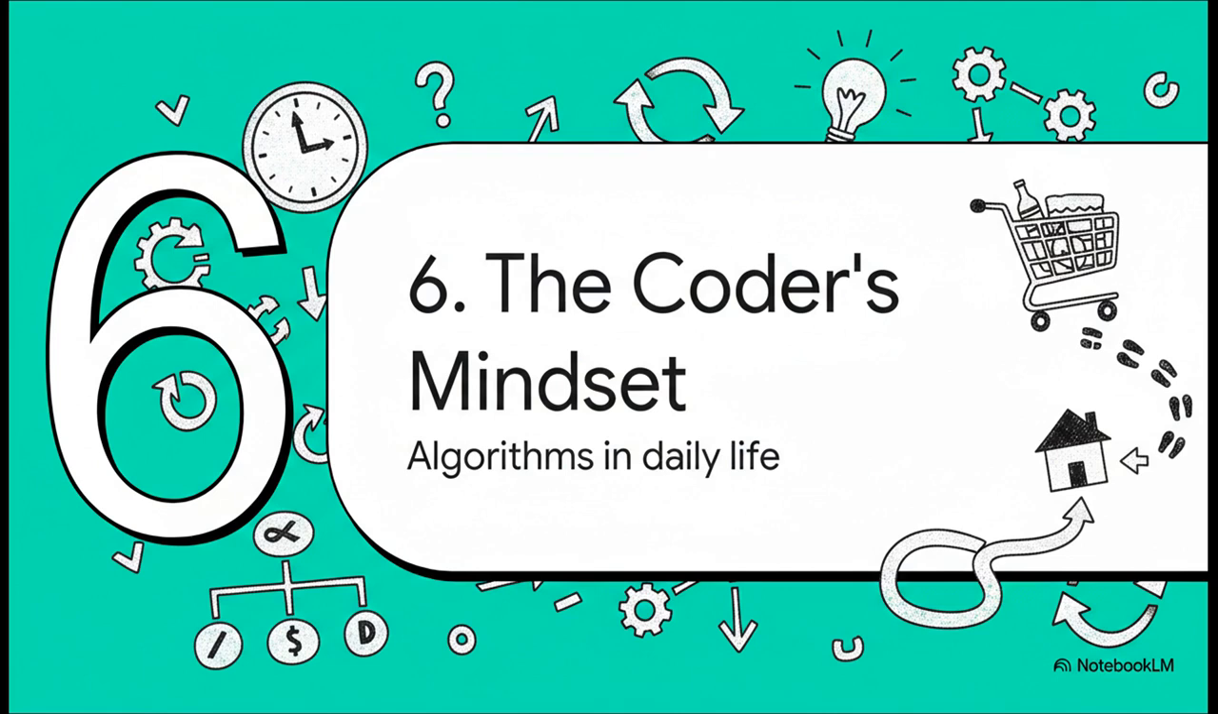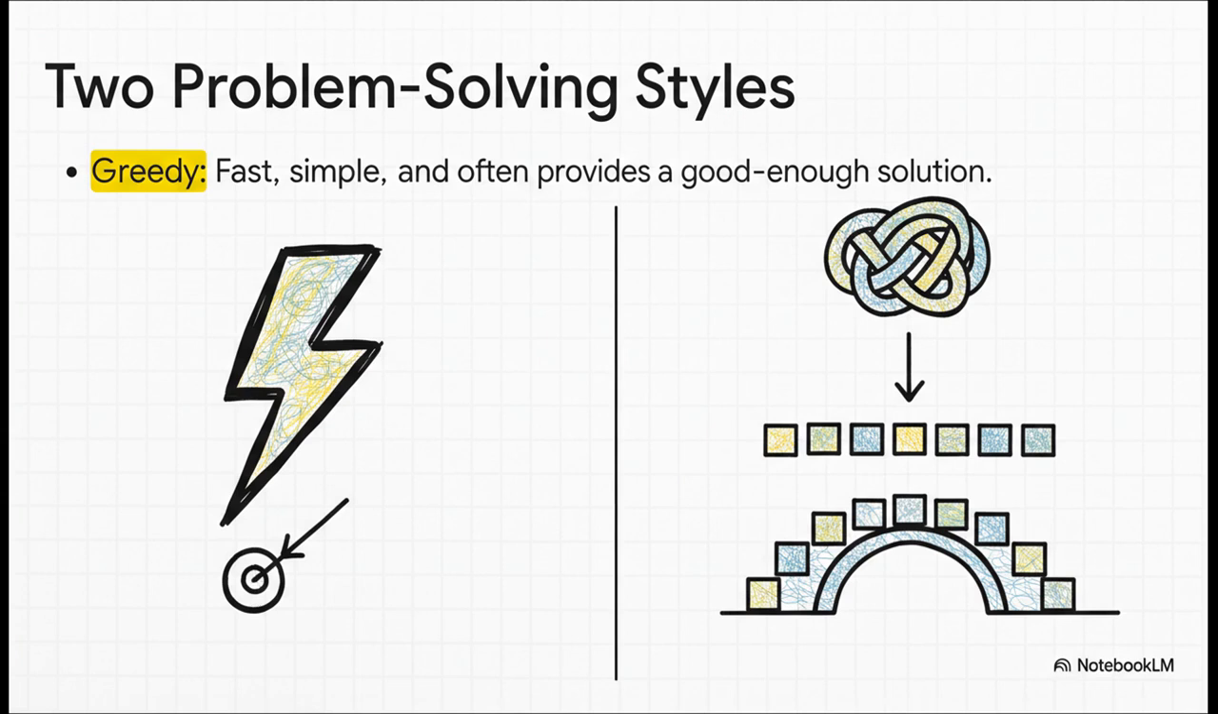But let's just zoom out for a second, because these aren't just abstract ideas for programmers. These are fundamental ways of thinking that, honestly, all of us use every single day. The greedy mindset? That's your intuition. It's your gut feeling. It's fast, simple, and perfect for when you just need a good enough solution right now. The divide and conquer mindset? That's your strategic plan. It's for those huge, overwhelming projects that you have to break down into a to-do list just to figure out where to start.